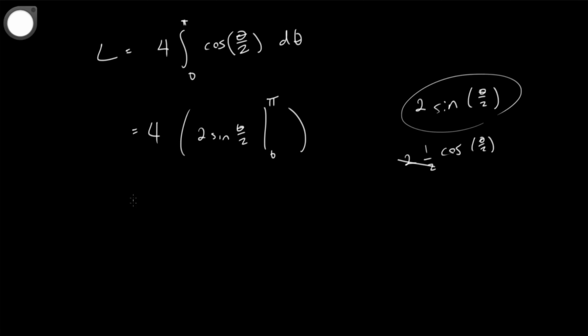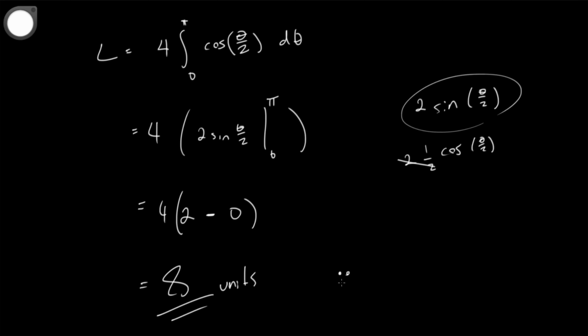Cool. All right, and then let's just do it. You plug in pi into this thing, you're going to get sine of pi over 2. That's 1. So we're going to get a 2. So we have 4 here, minus, and then you plug in 0, you're going to get a 0. So minus 0. So look at that. 8 units is the perimeter. That ended up being real nice, real pretty. That makes me a happy camper, right?